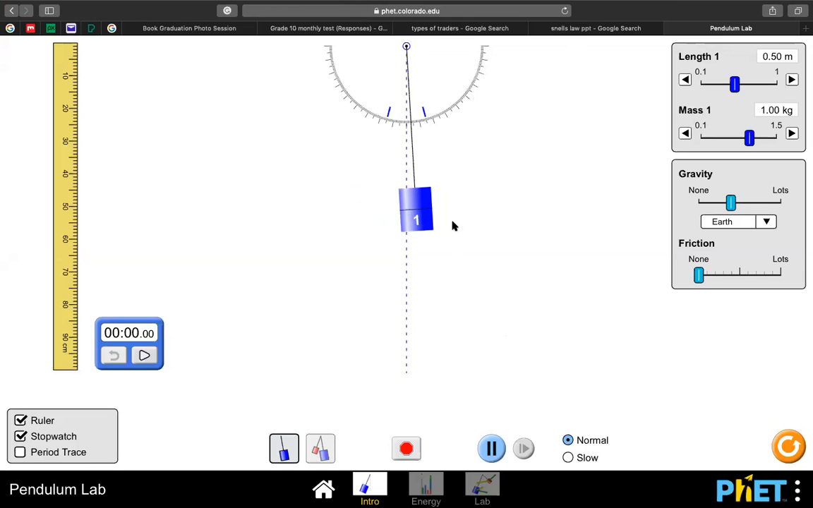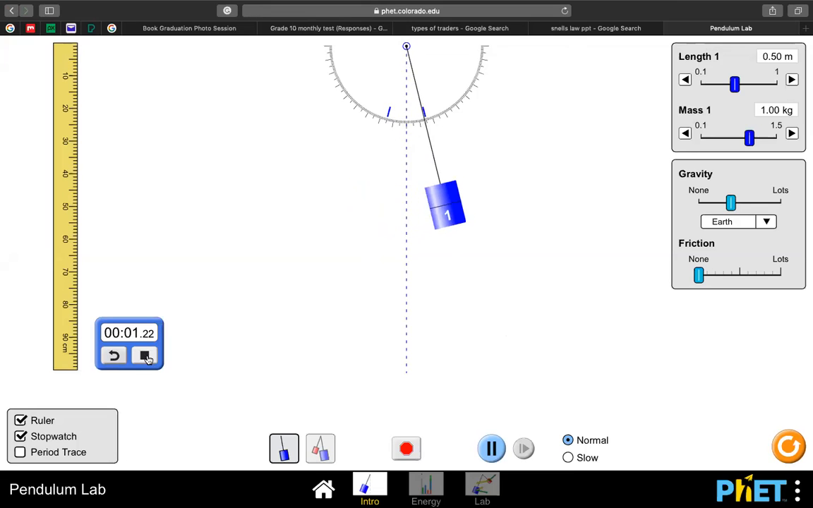So, look, let's start the stopwatch when it reaches here. When it reaches here, we're going to start the stopwatch and look at what happens to the time it takes to complete, say, 5 oscillations. Let's look at the time. All right, so we start here. One. Wait, it wasn't starting. Okay, let's try again.